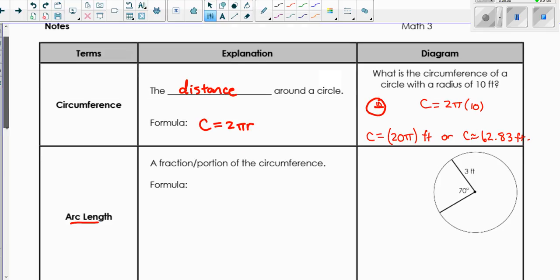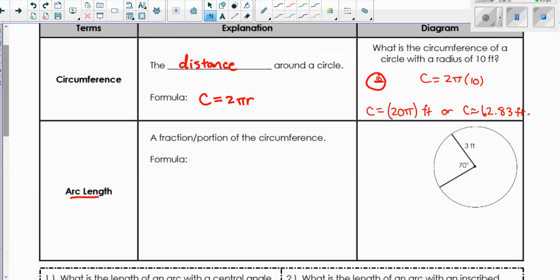Okay, so arc length. We talked yesterday about arc measure, and whenever we talked about the measure of an arc, when it was written like the measure of arc AC, then we said it was like 80 degrees or something like that. But measure had to do with angles. When we talk about an arc length, it's talking about the actual distance. So that means that we're talking about circumference. So instead of the whole circumference, we're talking about just a part of the circumference.